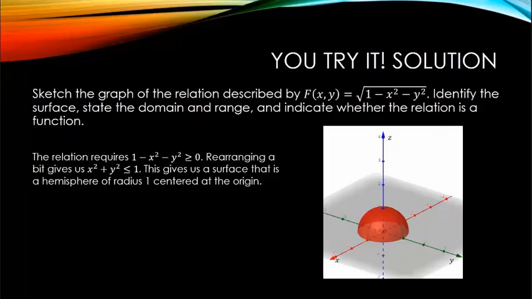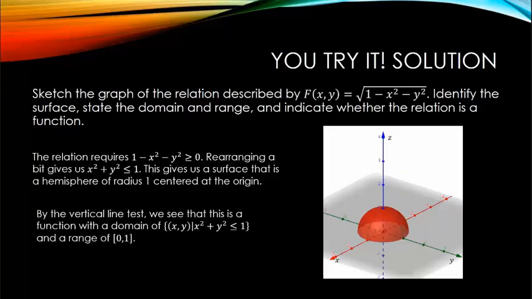This makes it fairly simple to graph in a 3D coordinate system. Now I want to check it with the vertical line test. By the vertical line test, I can see that this surface is going to be a function because all lines parallel to z will intersect the surface at most one time. The domain of my function will be all xy such that x squared plus y squared is less than or equal to 1, and my range will be the set of values between 0 and 1 inclusively.